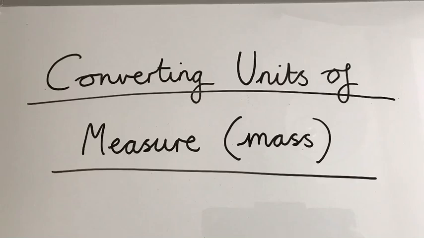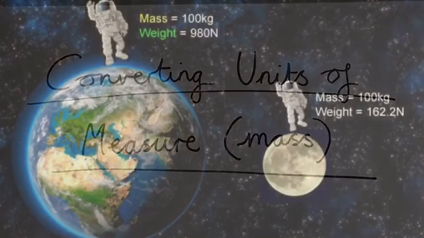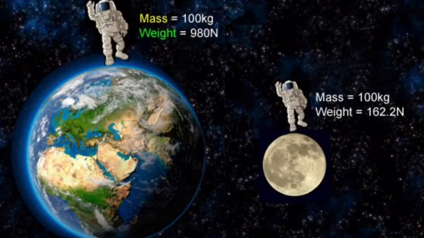This video will explain how to convert units of measure to do with mass. First of all, it's really important that you use the word mass for when we're converting measures rather than weight. The reason being is that scientifically speaking, mass is to do with the amount of matter that an object contains. So your mass will be the same whether you're on Earth or in space or on the moon.